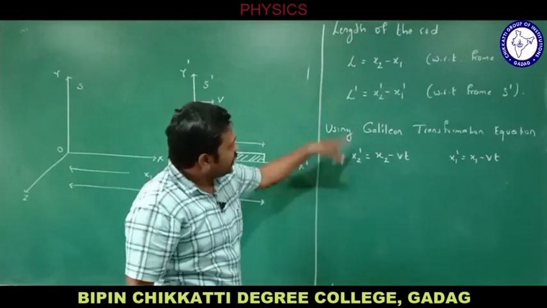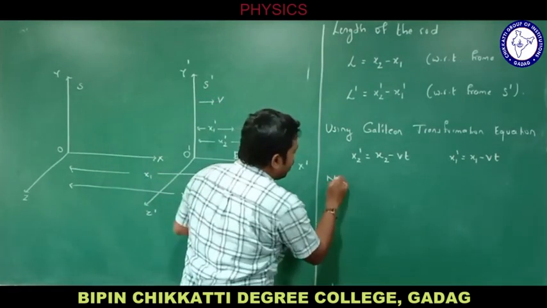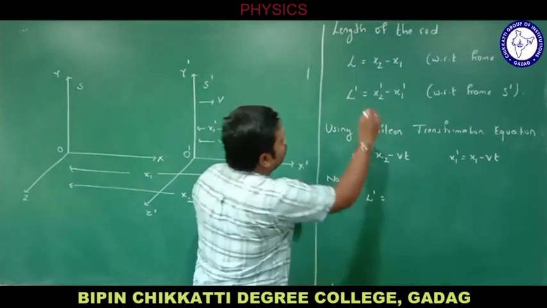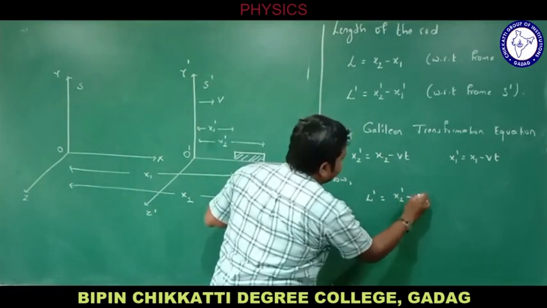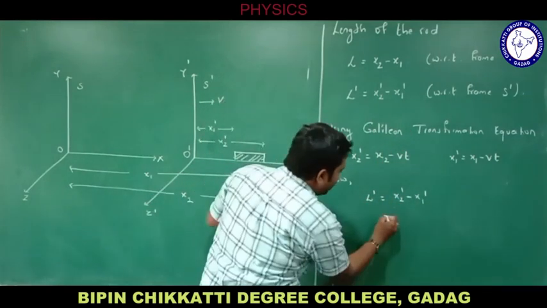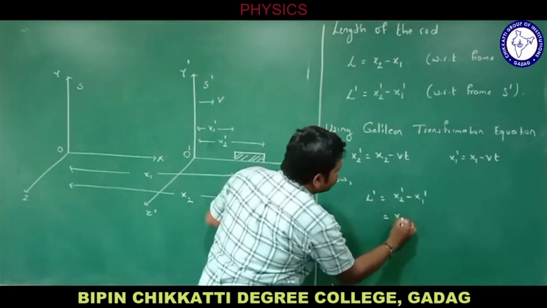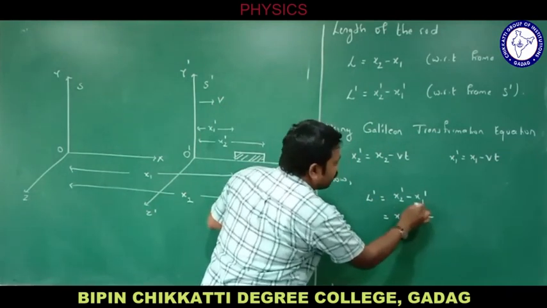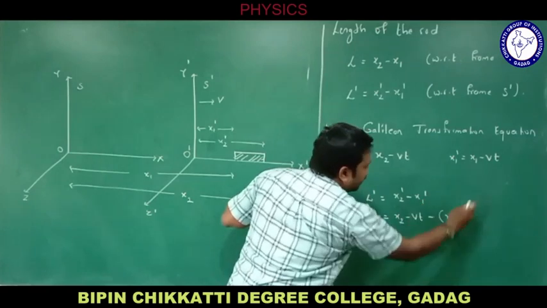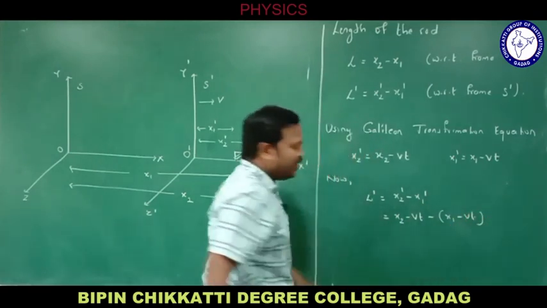Now, shall I substitute? What is L dash? The formula for L dash is x2 dash minus x1 dash. This equation I have taken here. What is x2 dash? Substituting, x2 minus vt, minus, what is x1 dash? x1 dash is x1 minus vt. Shall I take it like this?